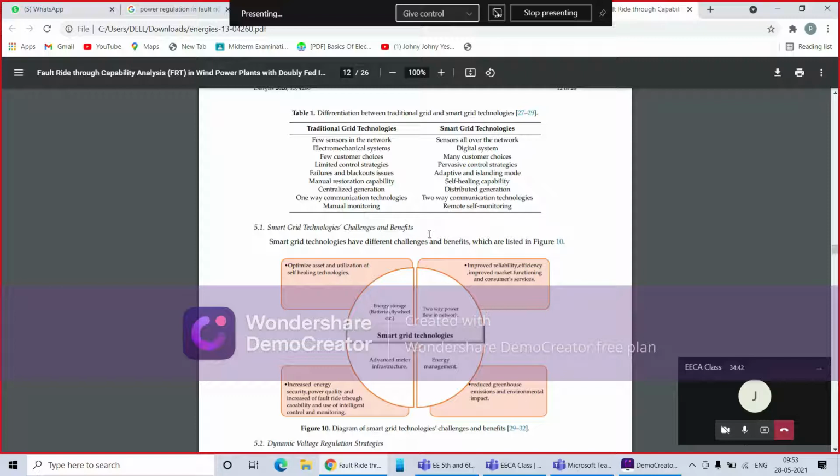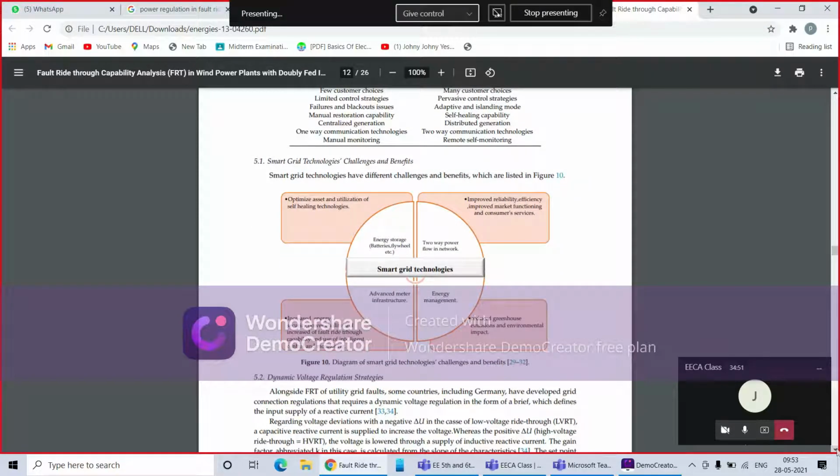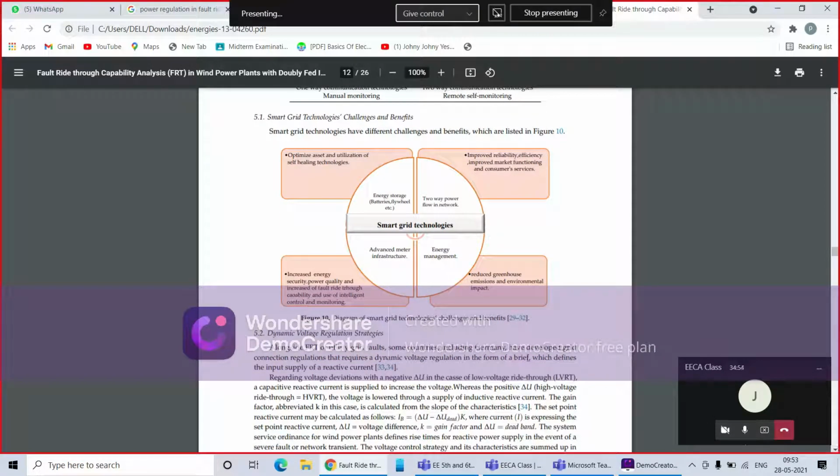So that was something about the difference between traditional grid technology and smart grid that you should all know as an electrical engineer, how technologies are developing, how much change we have achieved, and in what areas we have achieved it. So if we particularly talk about smart grid technologies, their challenges and benefits, then this particular figure encompasses everything. What are the smart grid technologies, what are their challenges and benefits. So two-way flow in the network is providing us improved reliability, efficiency, improved market functioning and consumer services. So these are the benefits of two-way power flow.